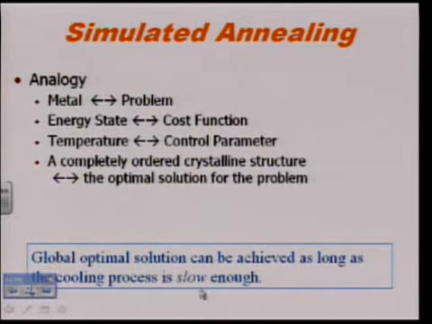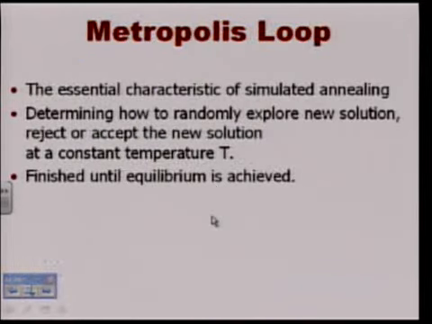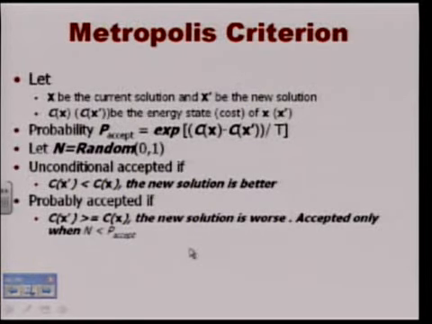And in theory, you can say the global optimal solution can be achieved as long as the cooling process is slow enough. But how slow is considered slow enough? I would say unless you have a concrete problem, nobody knows how to specify that. And in general, you have some essential step which determines how you randomly explore a new solution, and then you either reject or accept the new solution with certain probability. And then you finish when you believe that this process has already reached a certain equilibrium. People call that the Metropolis criterion.